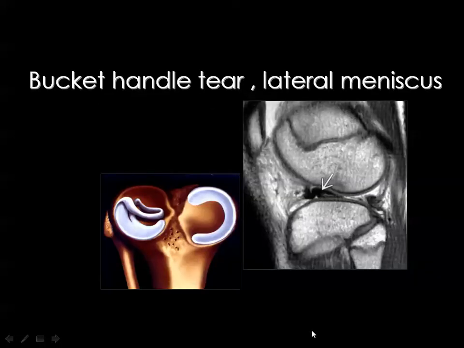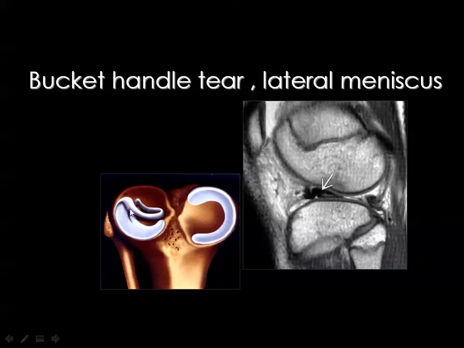Then, can the bucket handle tear occur in the lateral meniscus? Of course. And you know that the posterior horn of the medial meniscus is firmly attached to the capsule, but the posterior horn of the lateral meniscus is not firmly attached to the capsule. It has a loose attachment.